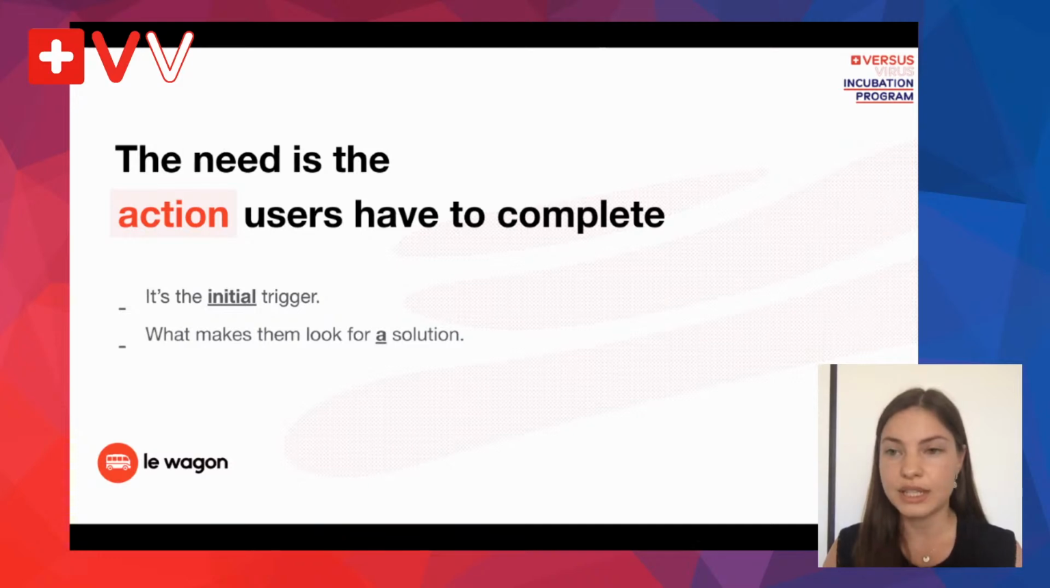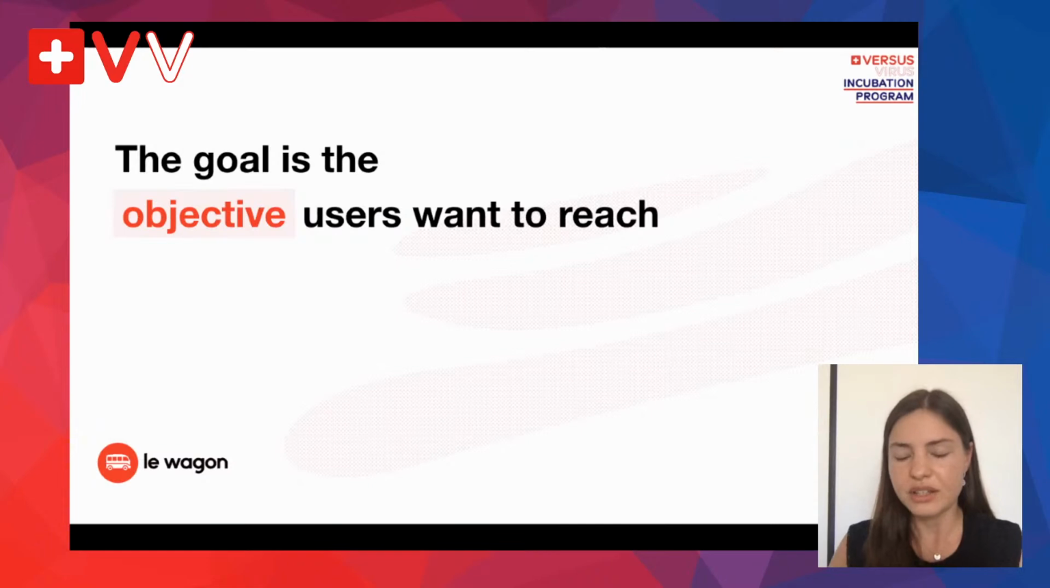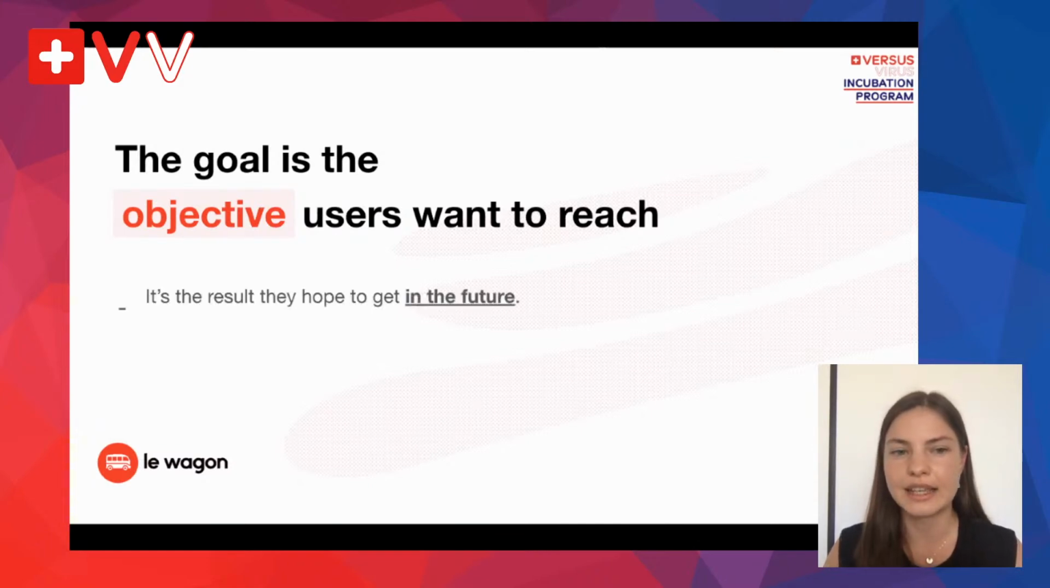There are two UX components: the need and the goal of the user. As I said, the need is the easiest thing to understand. The goal is a little bit harder because it's the objective that the user wants to reach. What I mean by that is it's the result that they are hoping to get in the future.